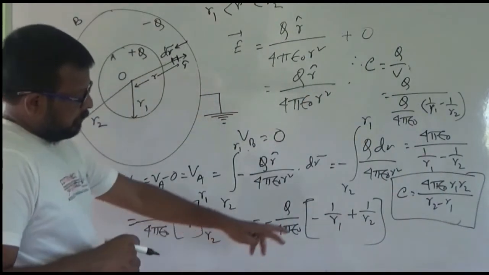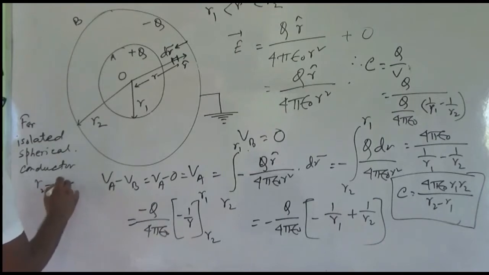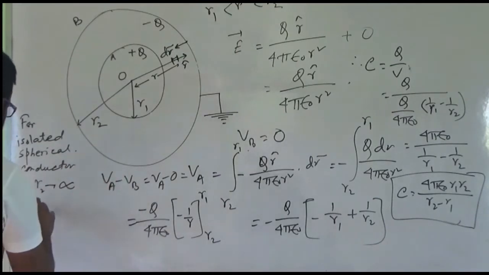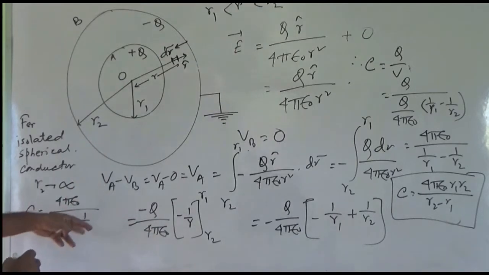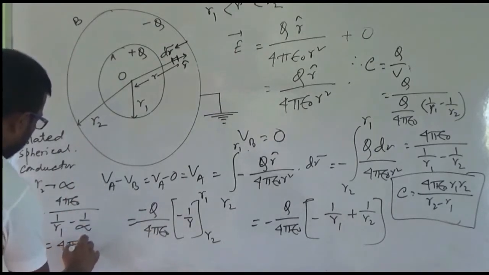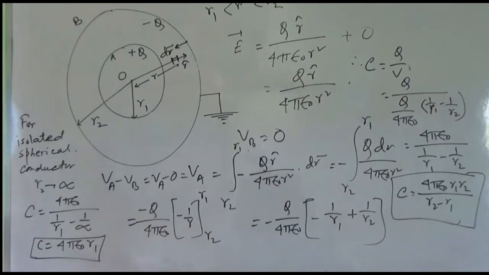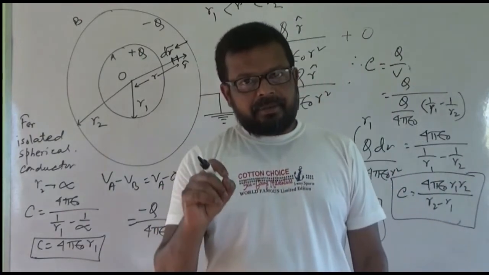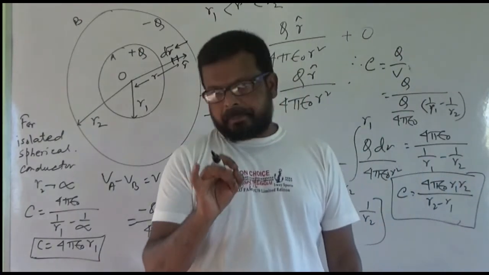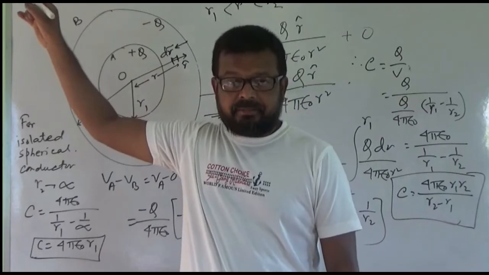Now, here, if we put R2 is infinite, then what do we get? We get 4 pi epsilon naught divided by 1 by R1 minus 1 by infinity. 1 by infinity is 0. That means we get 4 pi epsilon naught into R1. That means a spherical conductor can be considered as a spherical capacitor whose outer spherical shell is at infinity.